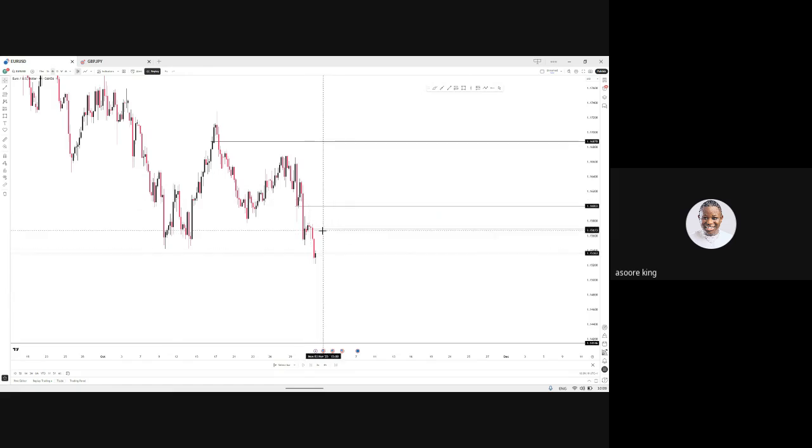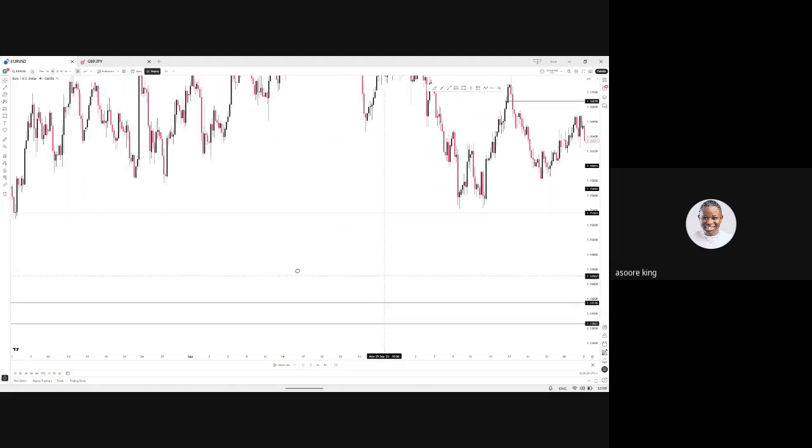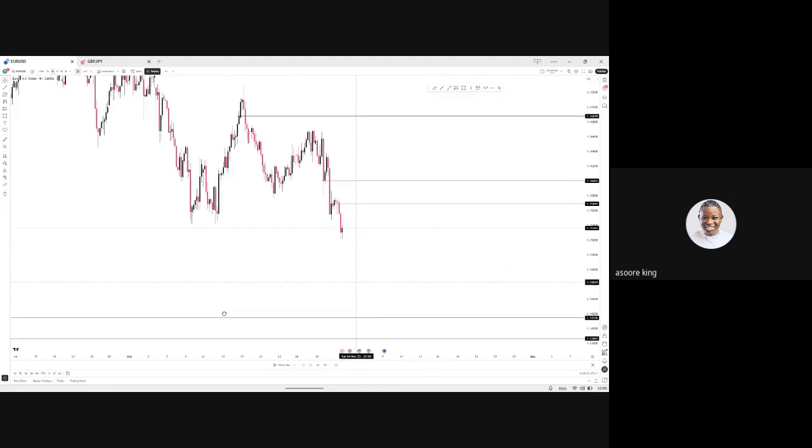Unless this one creates liquidity before tapping to this place, that's when it will be valid to sell. This one is perfect to sell. This one is perfect to sell. This one, if it gives confirmation, we sell.